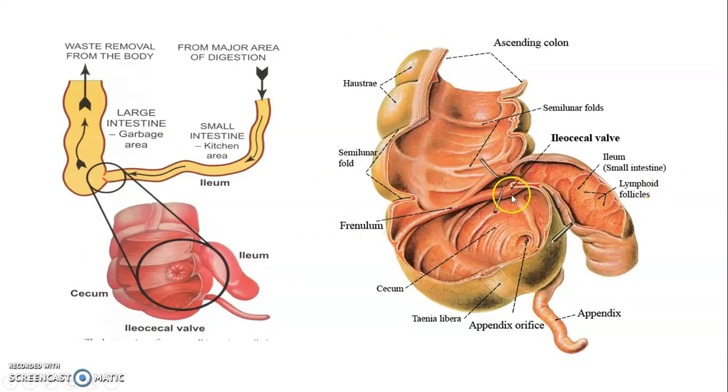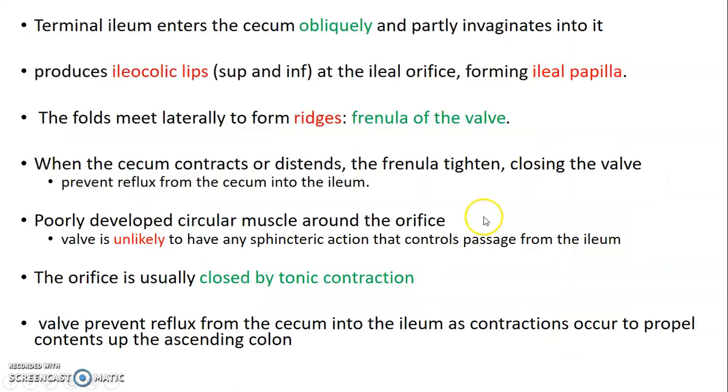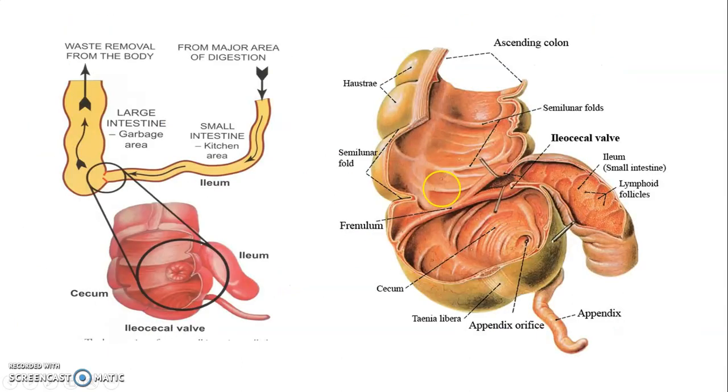You can see the superior lip and inferior lip; they meet laterally to form the frenulum of the ileocecal valve. So this is the ileocecal valve. When the cecum contracts or distends, the frenula tighten, so they close the valve. When the cecum contracts, we need the material in the cecum to go to the ascending colon, not to the ileum. So the frenula tighten and close the valve so that food can move to the ascending colon rather than moving backwards to the ileum.